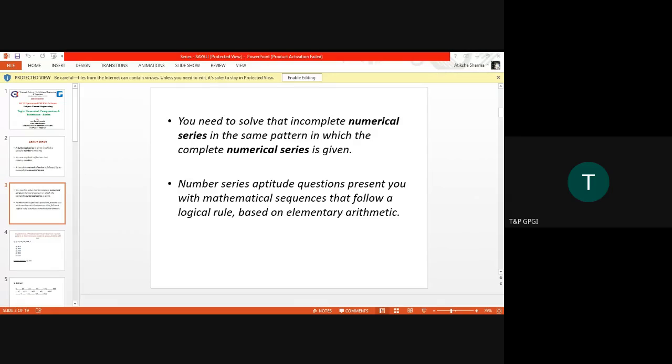Now see, first it is 5, then 12, 23, 50 and 141. Now you need to just wait. I guess my screen is not visible. I'll reshare my screen.